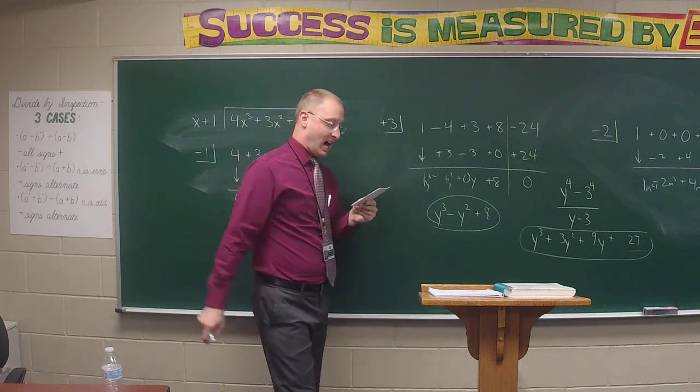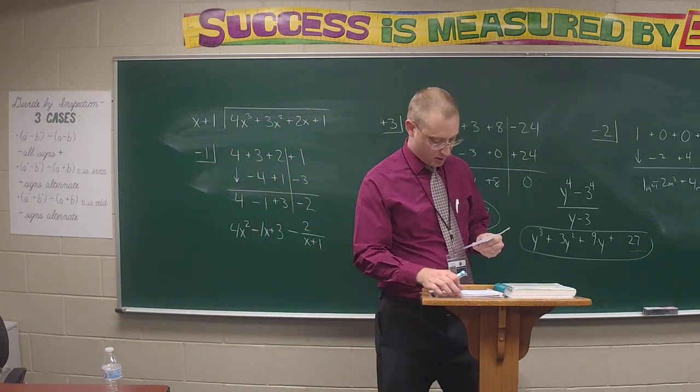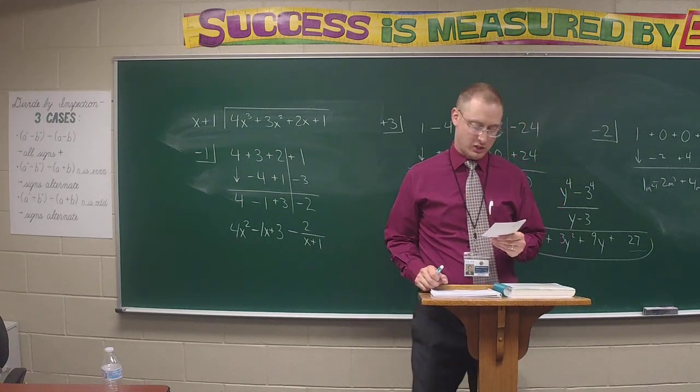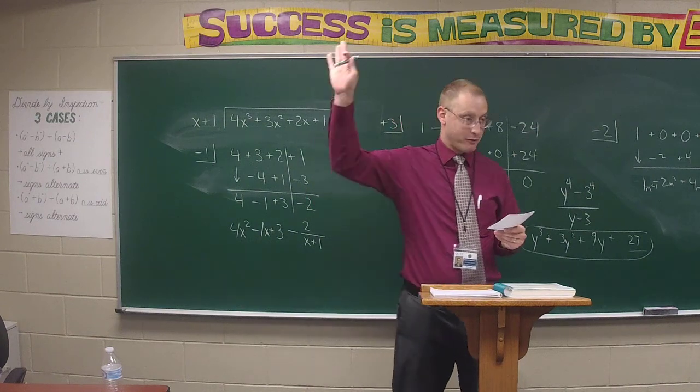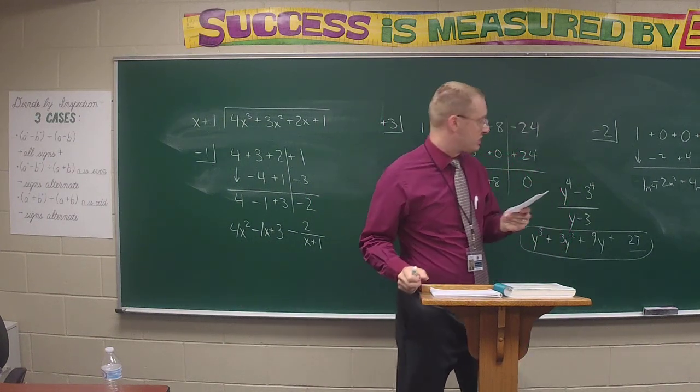All right, number 5. What did you get for your answer on that one, Abby? X cubed positive x squared -2x -3. Great job. X cubed positive x squared -2x -3. How many had that for 5? All right, excellent. And then number 6.